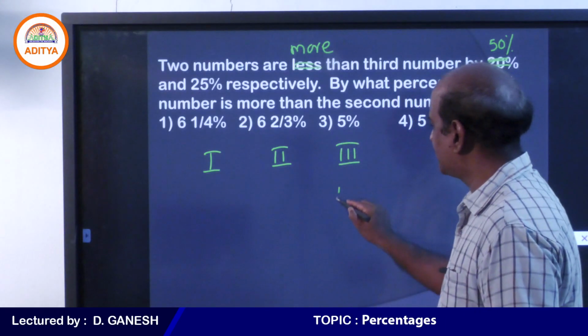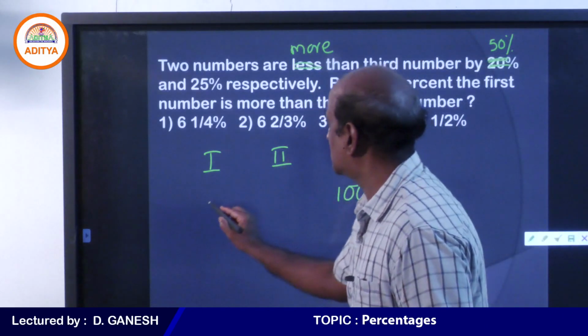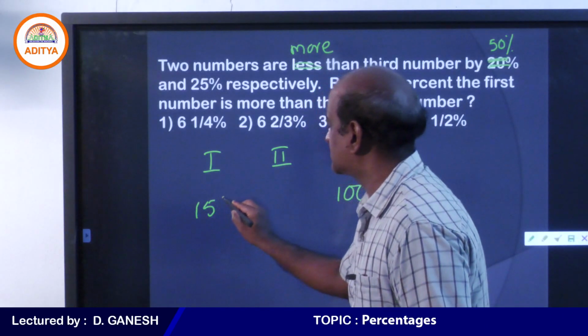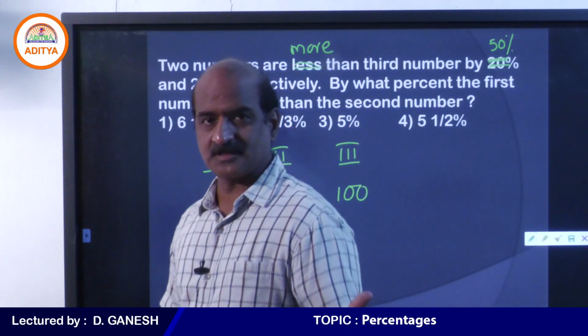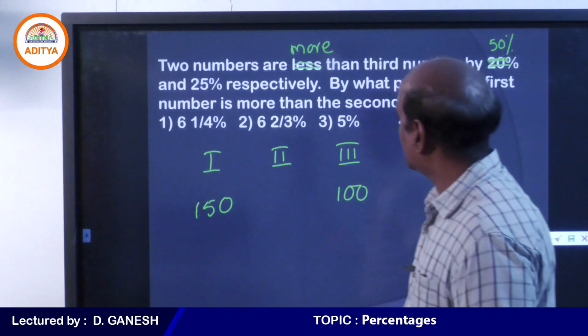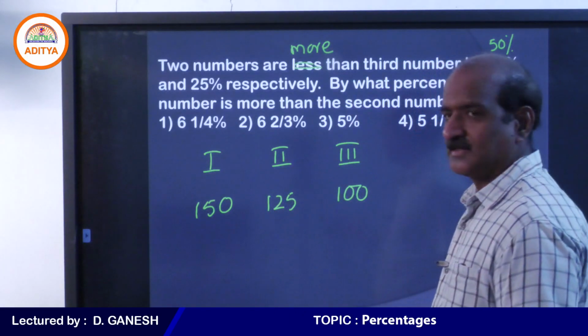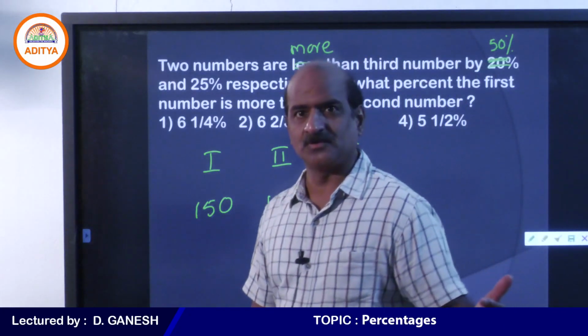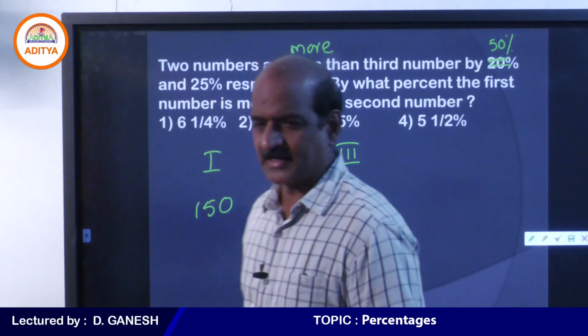So the third number, if we take 100, first number is 50% more. So 50% more, 150. You know why 150? Because that is 50% more. Second number is 25% more. 100 plus 25, 125. I think yes, you are getting it right.